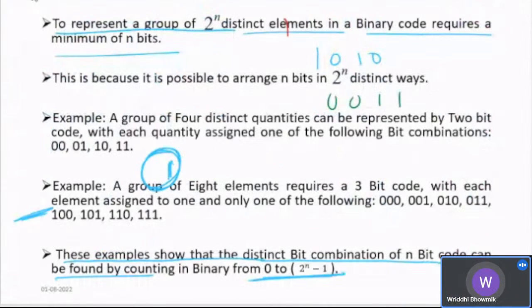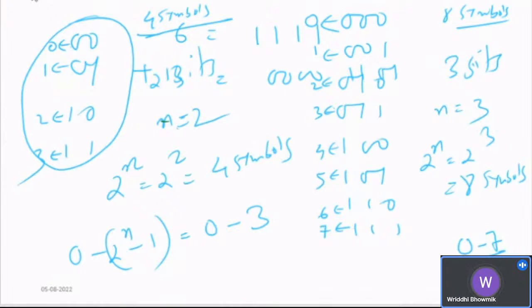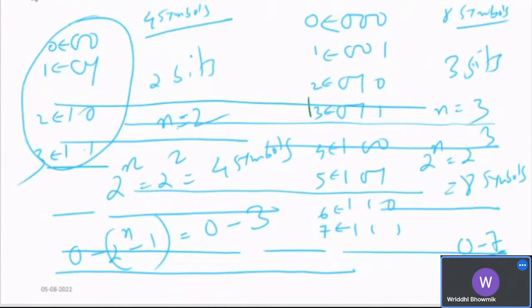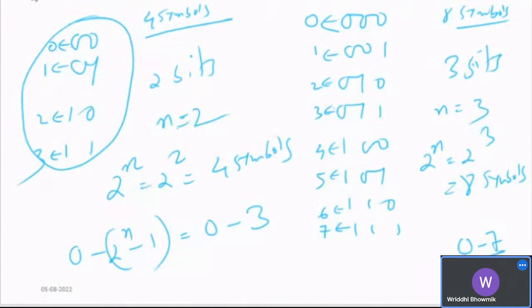So that point is valid. These examples show that the distinct bit combinations of an n-bit code can be found by counting in binary from 0 to 2 to the power n minus 1. That is also satisfied from here, and can also be seen from here.